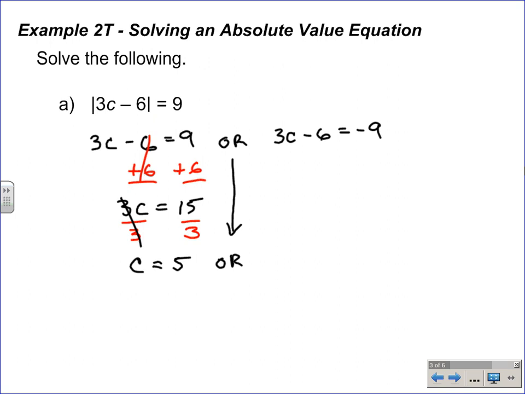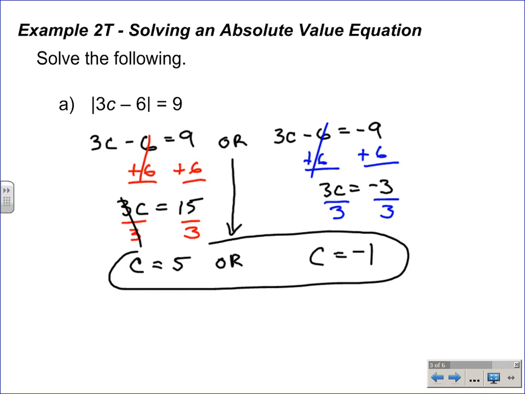And on the right-hand side, we're going to use the same basic steps. We're going to add 6 to each side. But because this is different than this, we get a different answer on the right. It's going to leave us with 3c on the left. On the right-hand side, we end up with negative 3. We'll divide each side by 3 still. And our second solution is c is equal to negative 1. So we have our two solutions here: c is equal to 5, or c is equal to negative 1.